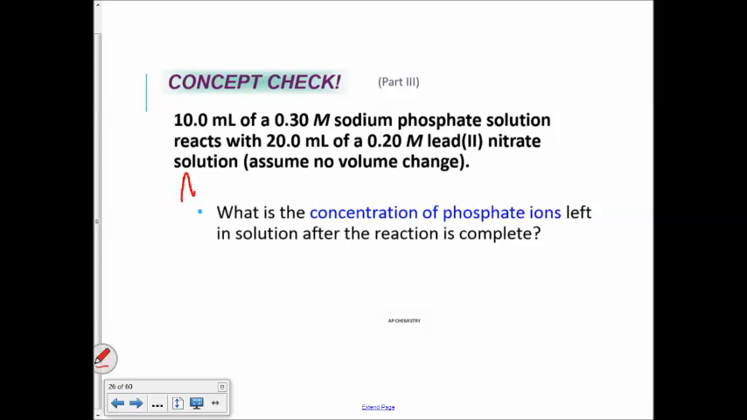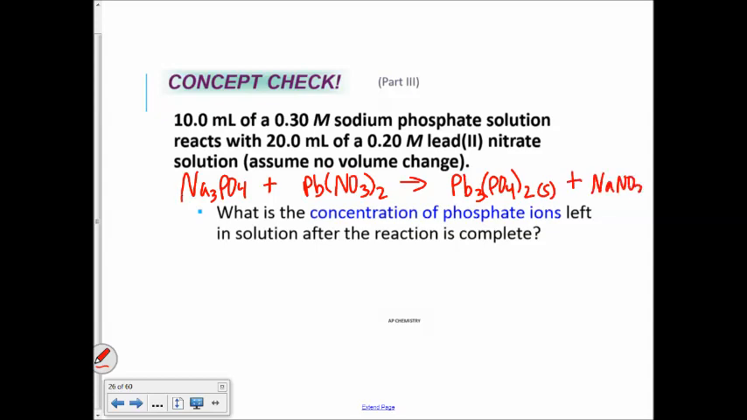We had our sodium phosphate plus our, was it lead 2 nitrate, giving us our lead 2 phosphate, which is the solid, and our sodium nitrate. And we needed to have this balanced. This was a 2, this was a 3, this was a 1, and this was a 6. So we have our original balanced equation, because this is solution stoichiometry, so we do need to know the molar relationship between the reactants and products.